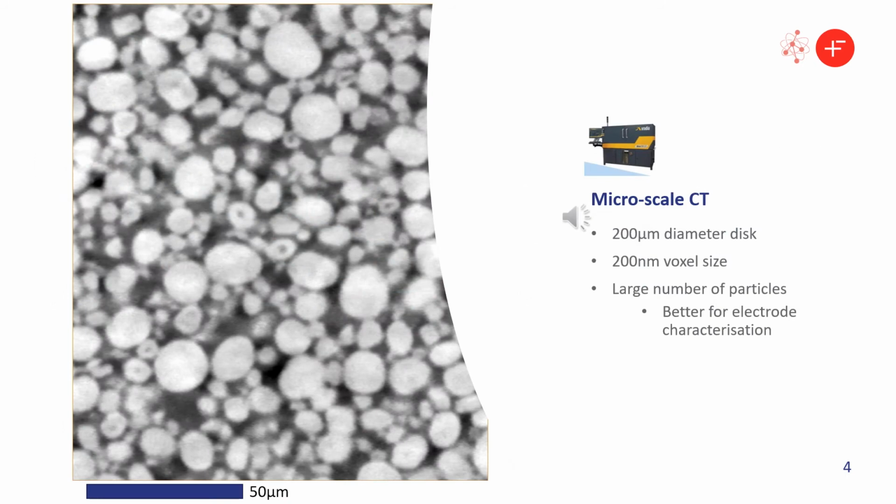The image on the left of the screen is a 2D slice through a 3D volume from a 200 micron diameter disc. Due to the large sample size, a large number of particles and a large electrode volume can be characterized. This gives better statistics and enables a more accurate representation of the material as a whole.